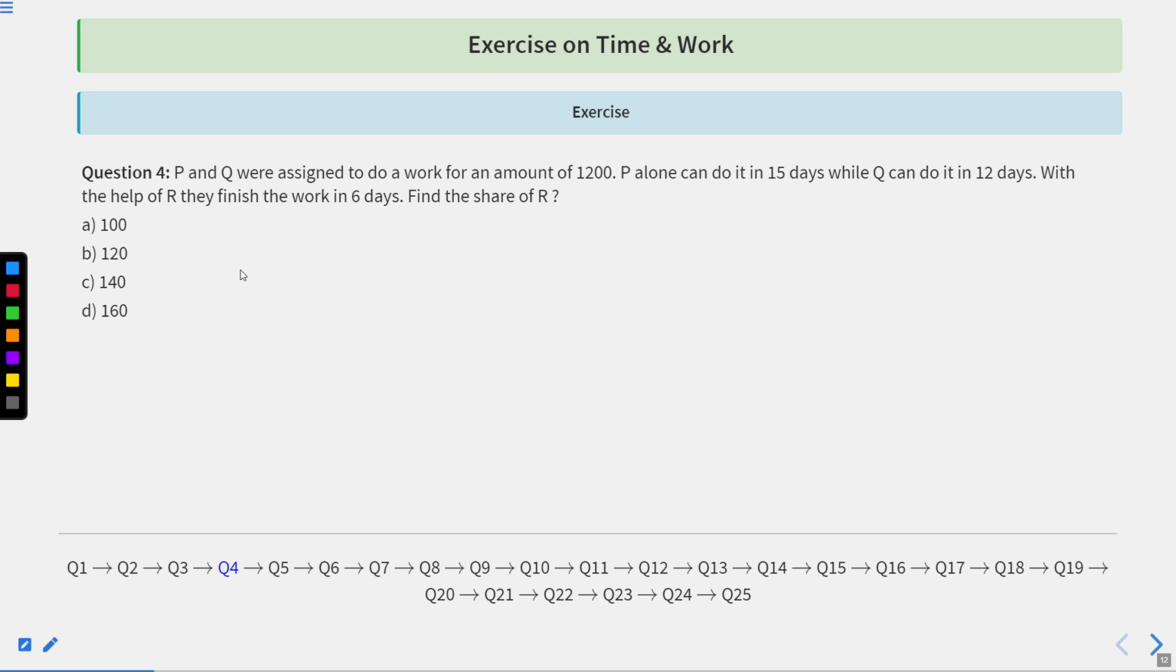Question number 4. P and Q were assigned to do a work for an amount of 1200. P alone can do it in 15 days while Q can do it in 12 days. With the help of R, they finish the work in 6 days. Find the share of R.